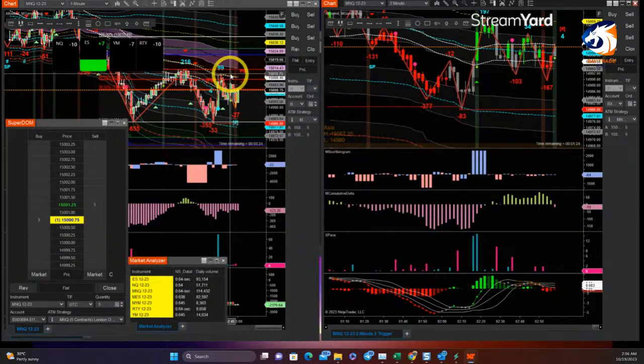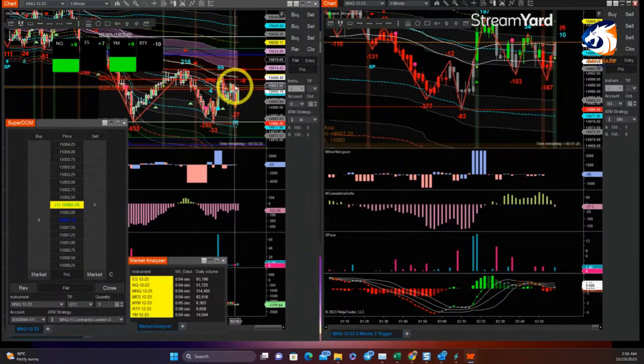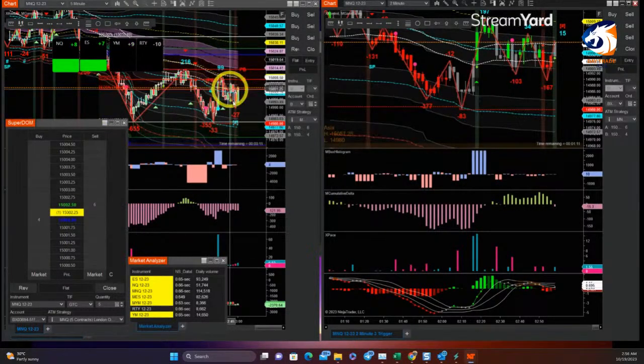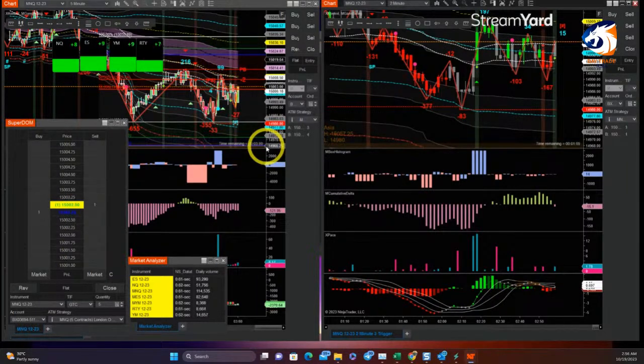Yeah, right here. So the red lines here are basically the ideal levels that it should retrace to. As you can see, it's been doing it several times. One there, the first there, the second, and now it's doing it a third time.